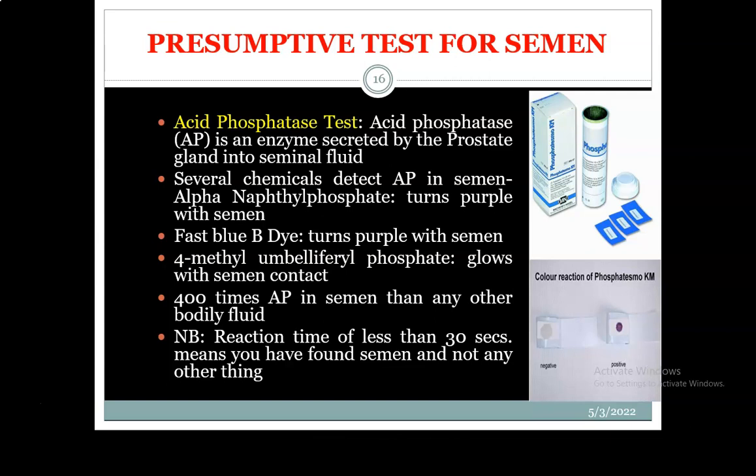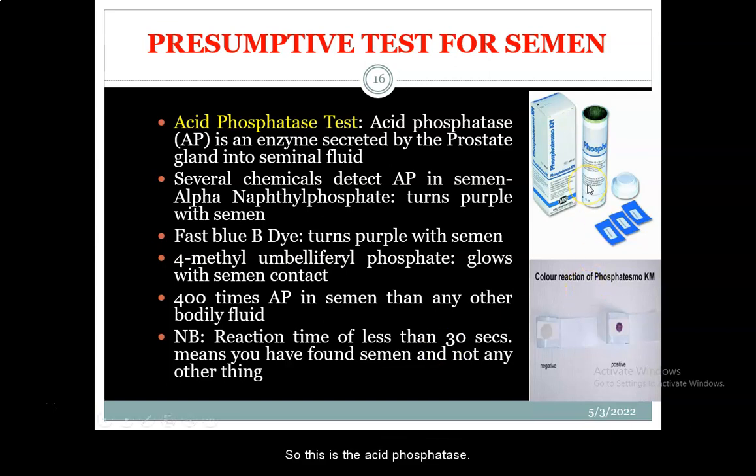4-methylumbelliferyl phosphate glows when it comes into contact with semen. Now, research has proven that there is 400 times more acid phosphatase, that's this enzyme, in semen than in any other body fluid. So with this test, a reaction time of less than 30 seconds means that you have found semen and not any other fluid or any other thing.